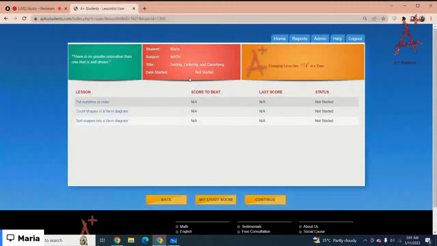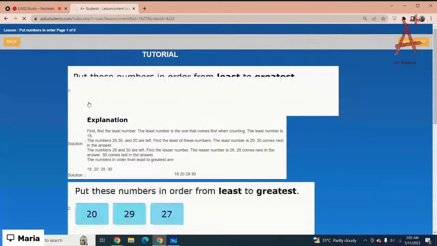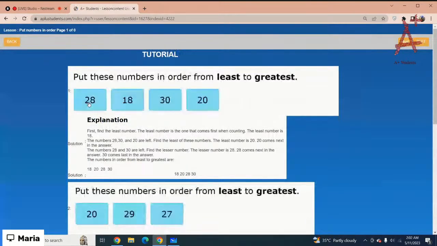So here I am on grade 1 math. The chapter name is sorting, ordering and classifying. Let's just start with the first lesson, that is put numbers in order. So here I am on the first lesson. Basically you are going to arrange the numbers from least to greatest. The first example is put these numbers in order from least to greatest.